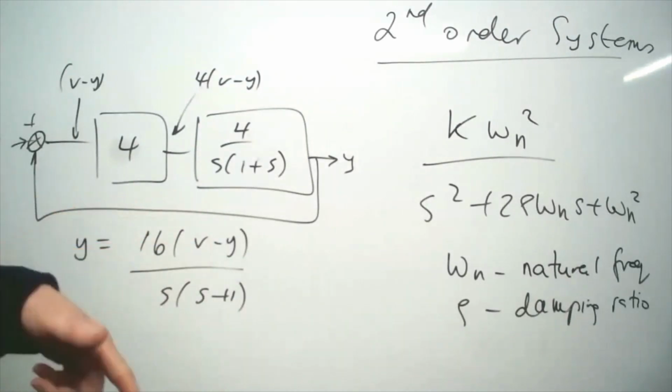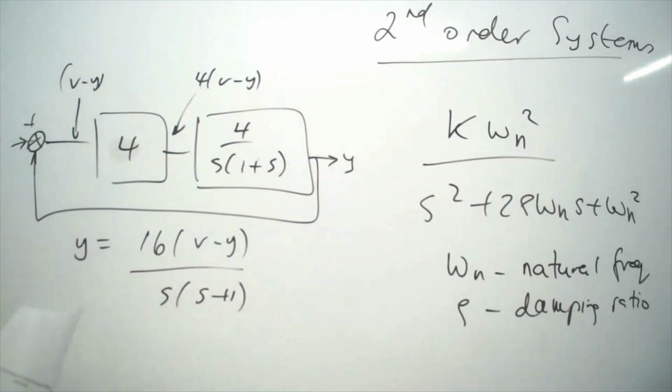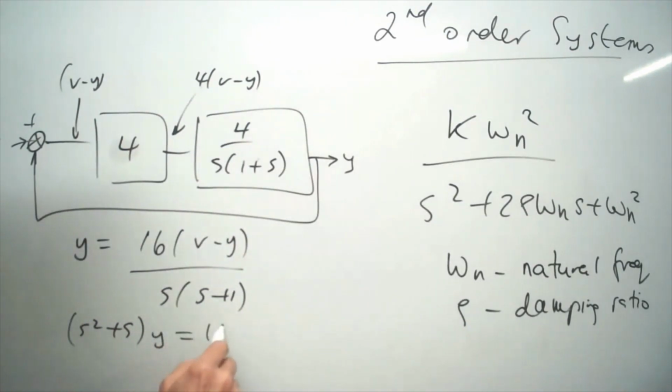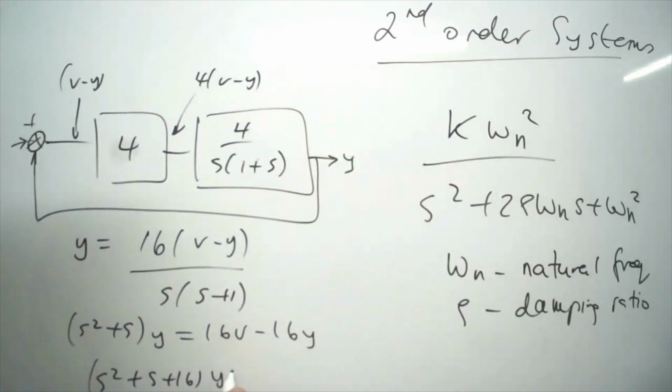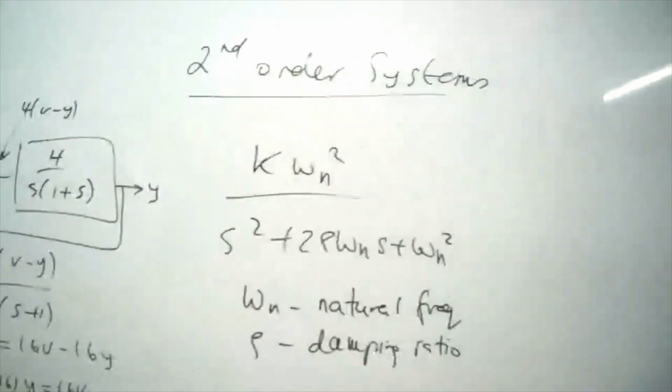And rearrange this now in the form of Y equals. So move this term up here. So I'll get S squared plus S times Y is 16V minus 16Y. Then make the Y's go over onto this side. So I get S squared plus S plus 16 times Y equals 16V. And then I can move this term underneath, then it looks like one of these. So I'm going to write that over here. That's equal to 16 over S squared plus S plus 16.